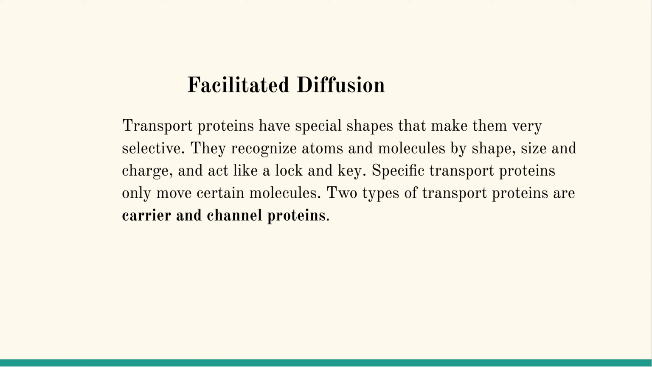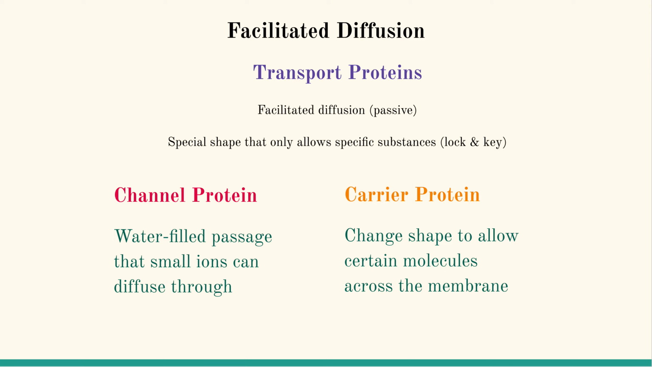We have two types of transport proteins as well. We have carrier proteins and we have channel proteins. They both work the same way. They both are facilitated diffusion, so passive transport, no energy usage, and they both have a specific shape that only allows a particular type of molecule or ion through, so they work on the lock and key model.